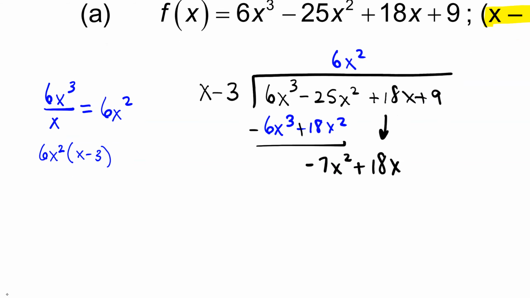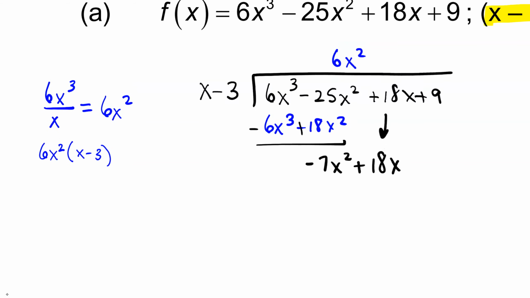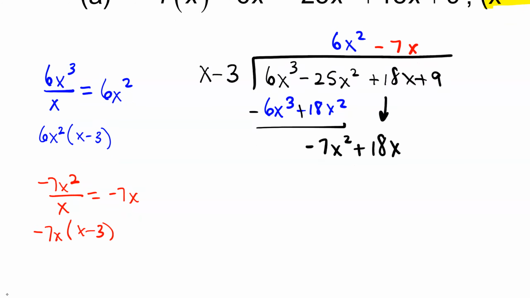Okay, so I'm not going to show the distributing every time, but this time I think it's fruitful. So 18x divided by x equals 18. No, wait, what? I'm sorry. 7x squared. Negative 7x squared over x is negative 7x. Distribute negative 7x times x minus 3.